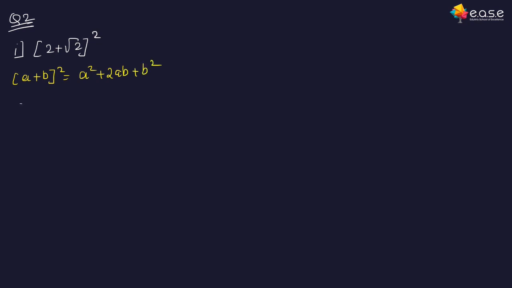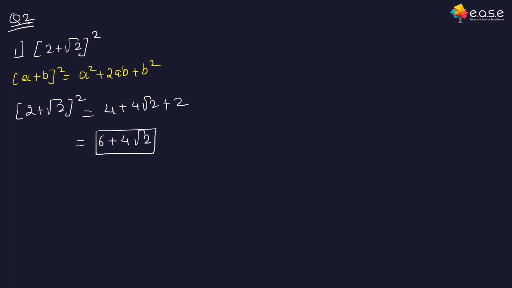Therefore 2 plus root 2 the whole square is equal to 2 square, which is 4, plus 2 into 2 root 2, which is 4 root 2, plus root 2 into root 2, which will give you 2, correct? This will give you 6 plus 4 root 2. This is the final answer. Pay attention, it's an irrational number. They have asked you whether it is rational or not, so therefore this is irrational. You have to mention that it is rational or irrational.